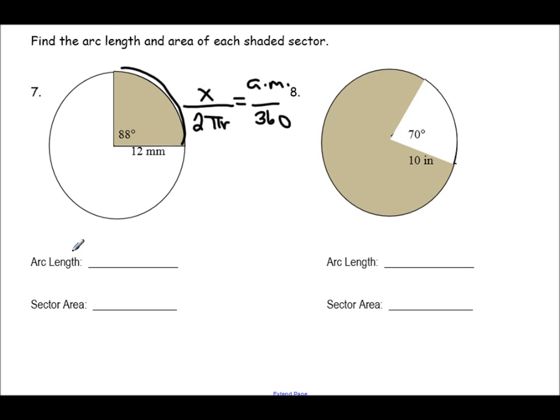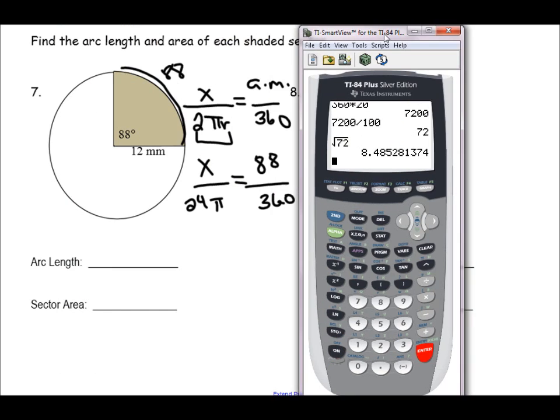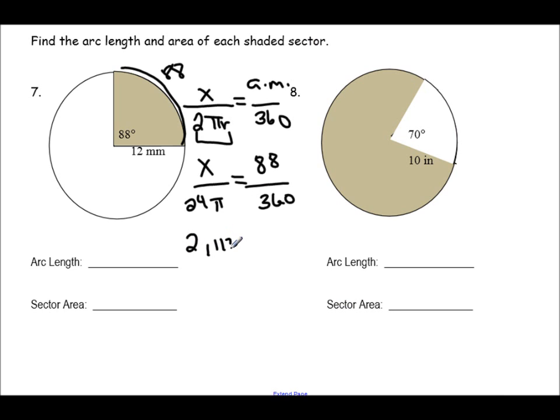So just looking for the arc length, x over 2 times pi times r, where the radius is 12. So 2 times 12 is 24 pi, and that equals the arc measure, which is the same as the central angle, 88 over 360. So I would cross multiply 88 and 24, so 88 times 24, which is 2,112 times pi, because I haven't put pi in the calculator, equals 360 times x.